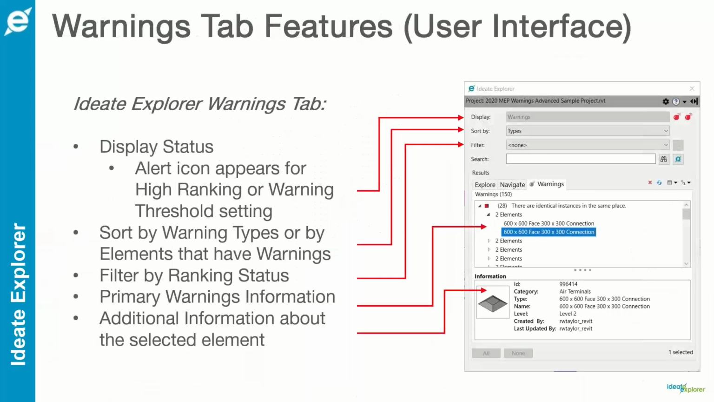So I'm going to switch back over here to my main presentation. I just wanted to highlight again, for those of you that aren't familiar with the warnings interface within Ideate Explorer, we're using the same paradigm that we have for the Explore tab as well as the Navigate tab. But we're using the display, the sort by, the filter that I showed you, and then we're giving you information about the element: who created it, who last updated it, as well as the Revit element ID.